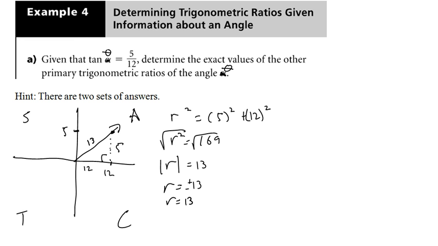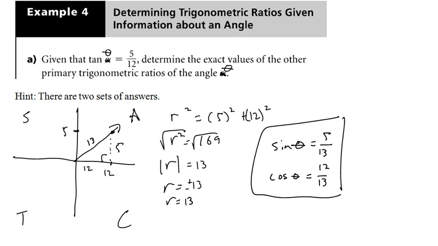Okay. And now we've got sine theta, which is y over r. So that's going to be 5 over 13. And cos theta is x over r. So that's going to be 12 over 13. Okay, so that's our first possibility from the first quadrant, that sine theta equals 5 over 13 and cos theta equals 12 over 13.